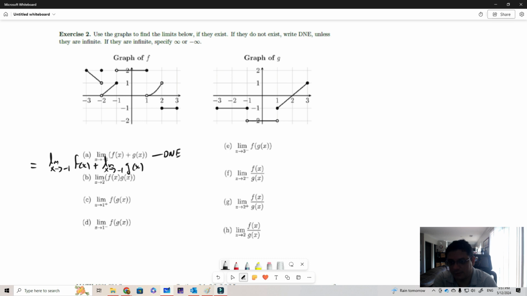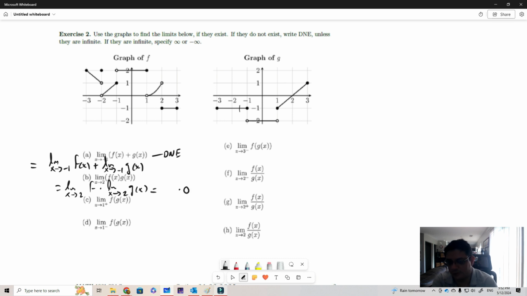When we're approaching minus 1, this side gives me 2, this side gives me 1, and for g, when I'm approaching minus 1, this side gives me minus 1, this side gives me minus 2. So overall, this does not exist. In b, we have a similar situation. Although the limit when x goes to 2 of g exists, notice that this will normally be limit when x goes to 2 of f times limit when x goes to 2 of g.